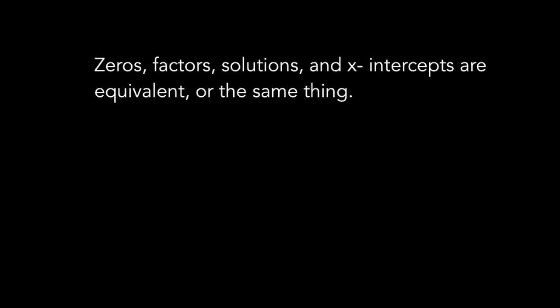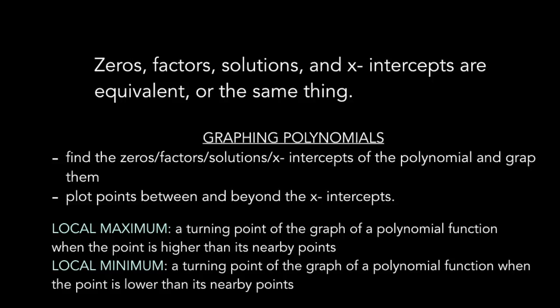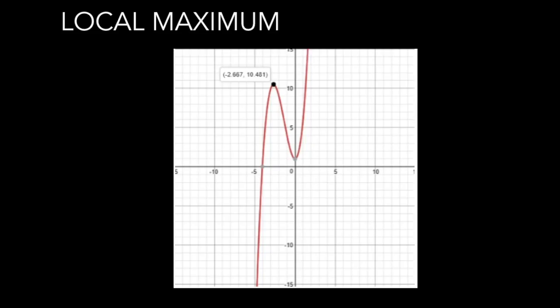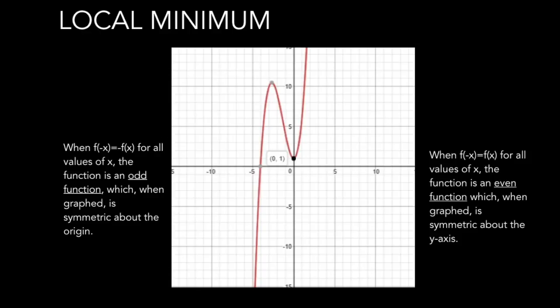Zero-factor solutions and x-intercepts are equivalent, or are the same thing. The local maximum is a turning point of the graph of a polynomial function when the point is higher than its nearby points, while the local minimum is a turning point of the graph of a polynomial function when the point is lower than its nearby points. This graph shows the local minimum.